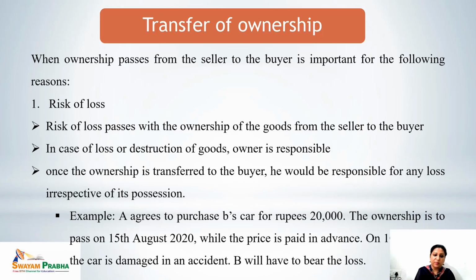Let's see the example. A agrees to purchase B's car for rupees 20,000. The ownership is to pass on 15th of August 2020, while the price is paid in advance. On 10th August, the car is damaged in an accident. Because B has paid for it, B, who is the owner of the goods, has to bear the loss.